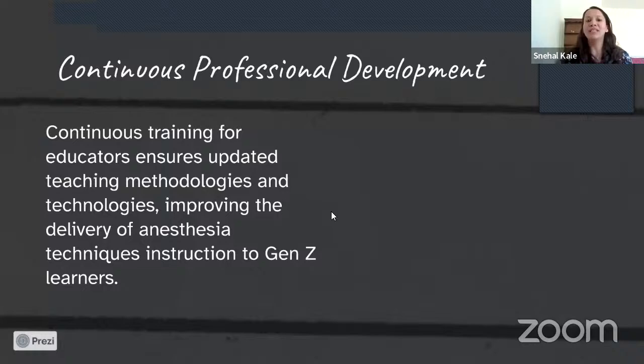Now, in the middle of all of this, it's very important for us to understand continuous professional development, which basically means that as educators, we need to continuously train ourselves. We need to update our teaching methodologies and technologies. You need to improve the delivery of anesthesia technique instructions to Generation Z. So teaching the trainers is a mandatory skill, just so that we are able to cater to the educational needs of Generation Z.